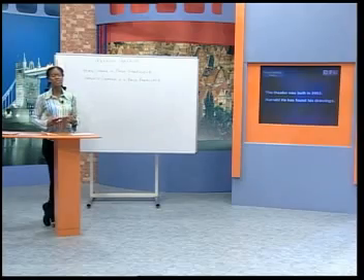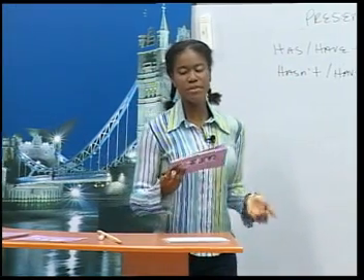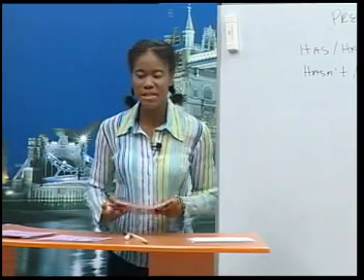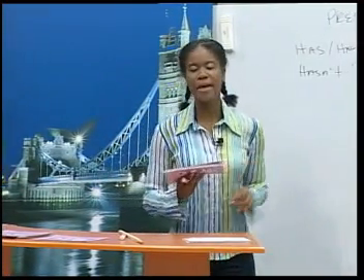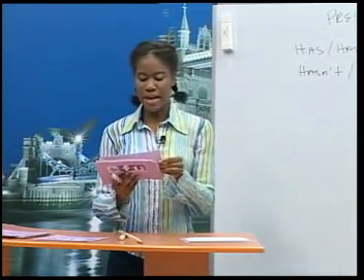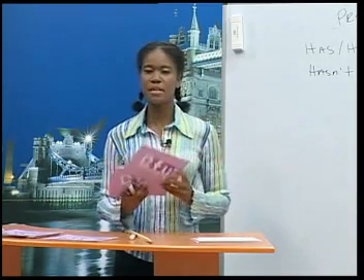Now we must learn when to use the present perfect tense. When we use the present perfect tense, the time is unspecified in the past, and there is always a connection with now. So the action in the past has a result now. Here are some examples.